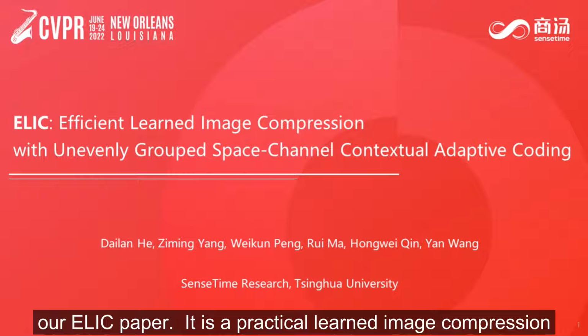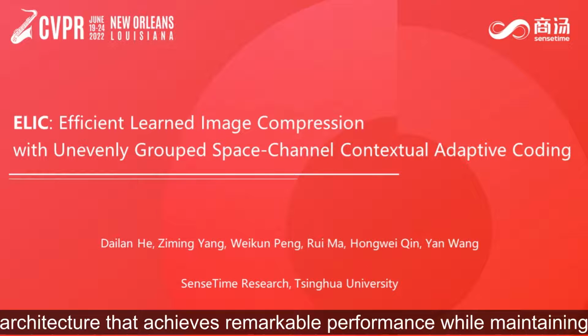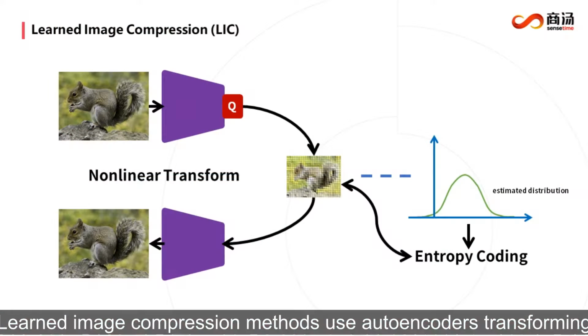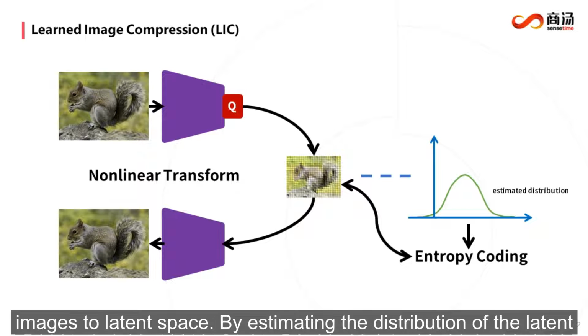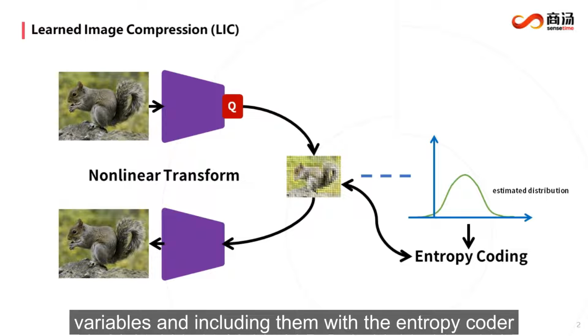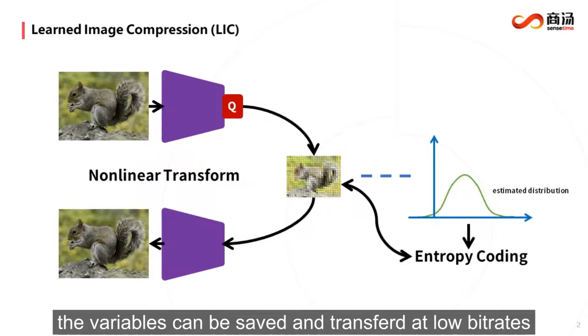This session introduces our ELIC paper. It is a practical learned image compression architecture that achieves remarkable performance while maintaining a reasonable running speed. Learned image compression methods use autoencoders transforming images to latent space. By estimating the distribution of the latent variables and encoding them with an entropy coder, the variables can be saved and transferred at low bit rates.